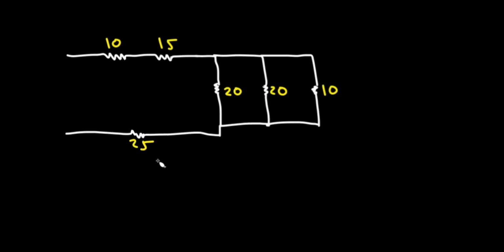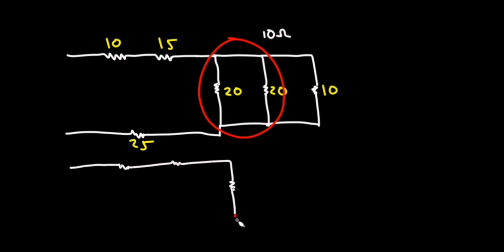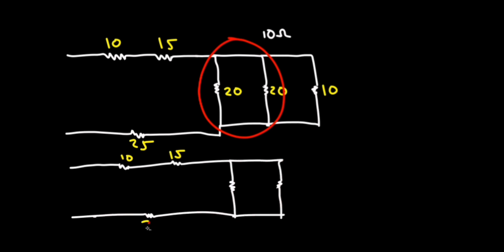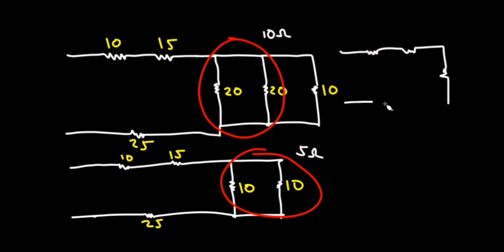Another example. To solve this, first we are going to solve the portion of parallel resistors. As we know, these two will be equal to 10 ohms. We will redraw the circuit like this. Again guys, if we have two identical resistances in parallel, the answer is simply half of the value of the resistor. Again, this will be equal to 5 ohms. So the equivalent circuit will be like this. It is now simplified to a simple series circuit. This will result in 55 ohms.